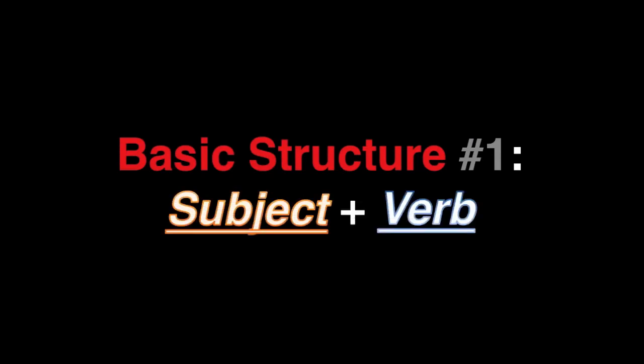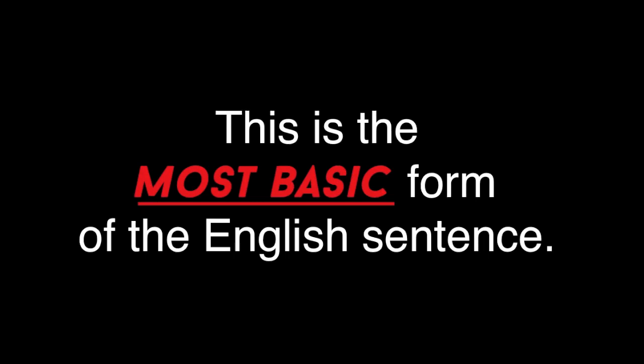This brings us to basic structure number 1. Subject plus verb. Let's take a look at some examples. I eat. He drinks. She studies. We watch. They play. This is the most basic form of the English sentence.